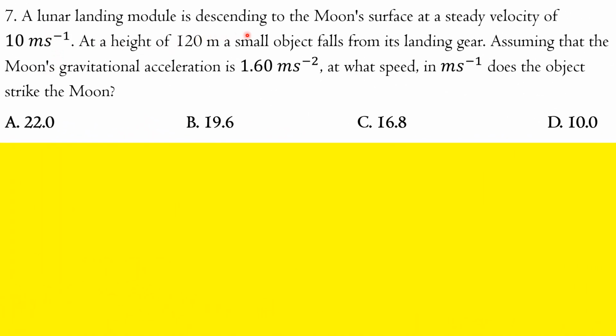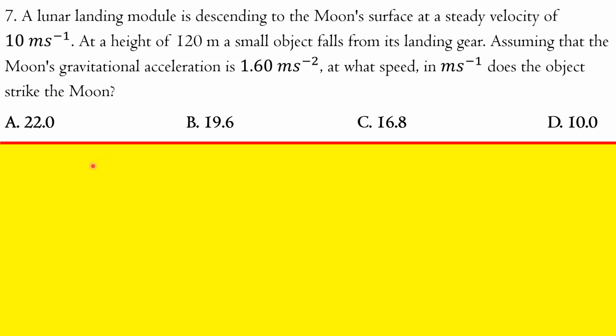A lunar landing module is descending to the moon's surface at a steady velocity of 10 meters per second at a height of 120 meters. A small object falls from its landing gear. Assuming that the moon's gravitational acceleration is this, at what speed in meters per second does the object strike the moon? Okay, this is a very interesting question. It's in Nekon and Parker. For those of you who solve Nekon and Parker, this question is one of the mechanics MCQ questions in Nekon and Parker. So if we solve it here and you really want to check it again, you can go and solve it in the book and then check the answer behind it will correspond to what we are going to have here.